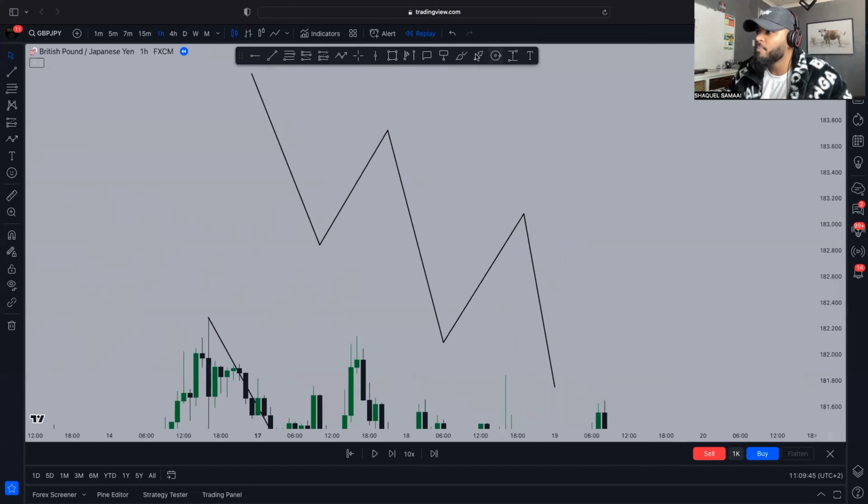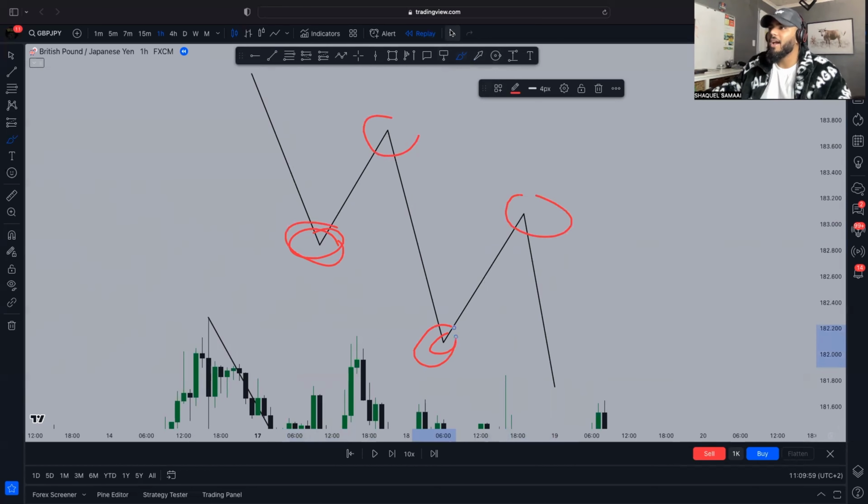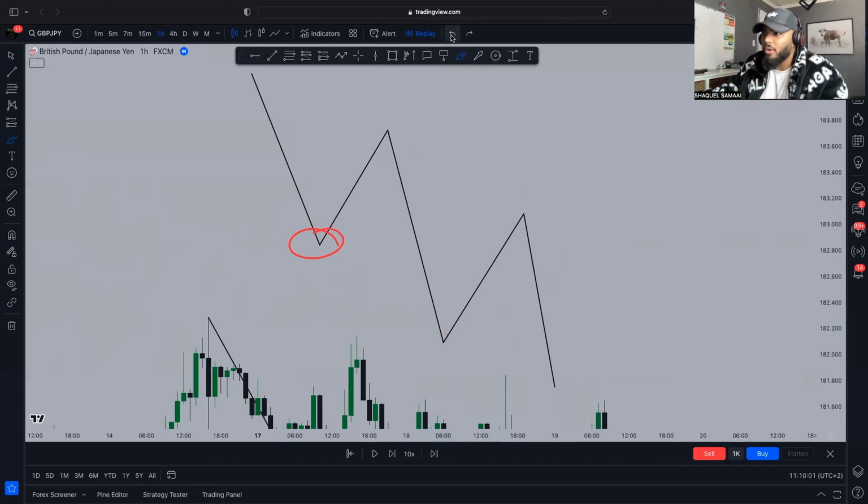So where are the lower highs and lower lows? This on top right here is a lower high. That's a lower high. The one at the bottom right here is a lower low. So we need 2 lower highs and 2 lower lows. Makes sense. And that's when it's a downtrend and we're going to draw a trend line.